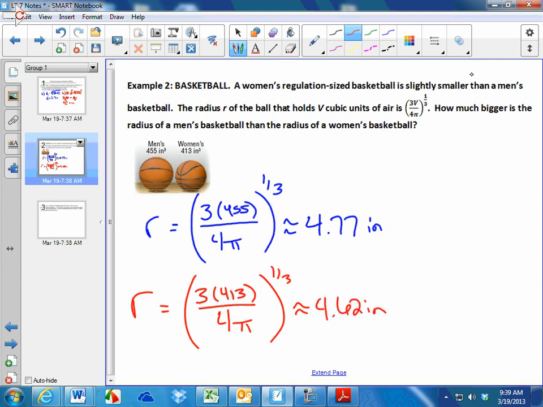So the answer to this question, how much bigger is the men's radius versus the women's radius? Take your 4.72 and your 4.77 and subtract. 4.77 minus 4.62, and you get about 0.15 inches bigger. So really, the radius isn't that much bigger. So the diameter would be how much bigger? 0.3. Good.